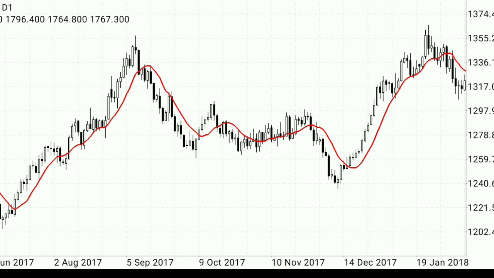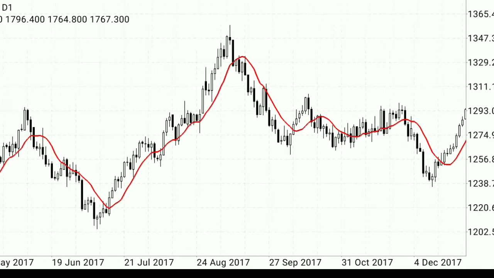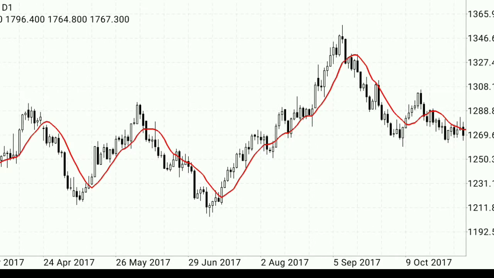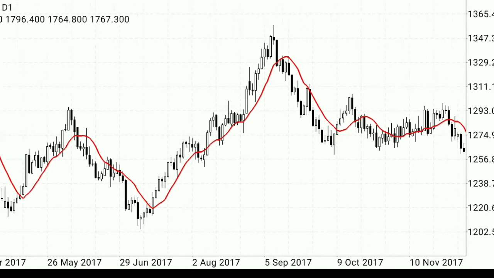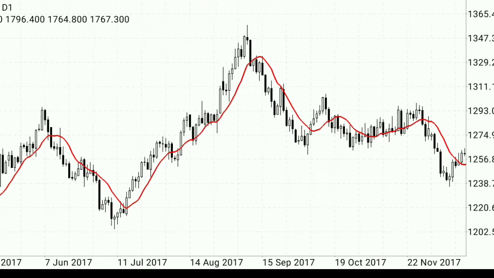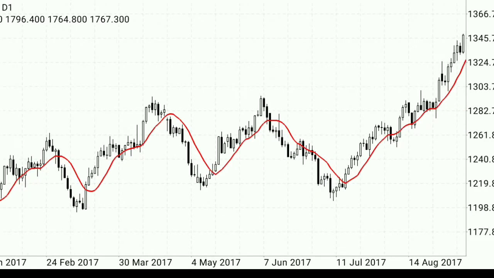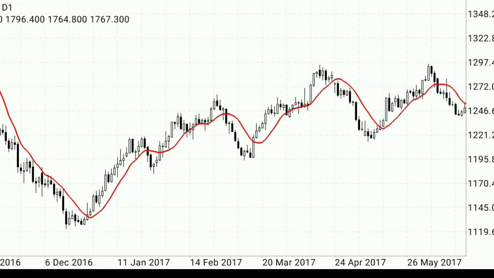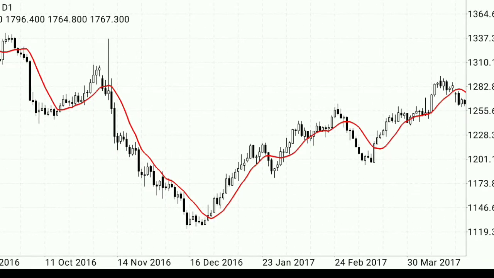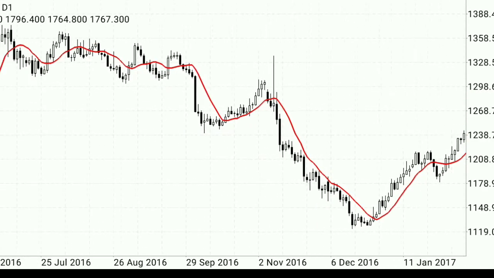So the principle is simple. Once you open your D1 chart, if the previous day candle was bullish, there is a high probability that the current day's candle will also be bullish. But there are exceptions, and we will greatly elaborate on these exceptions in the next video. But avoid buying around resistance or supply zones, and avoid selling around support or demand zones.